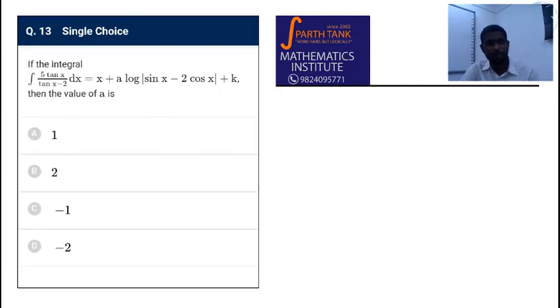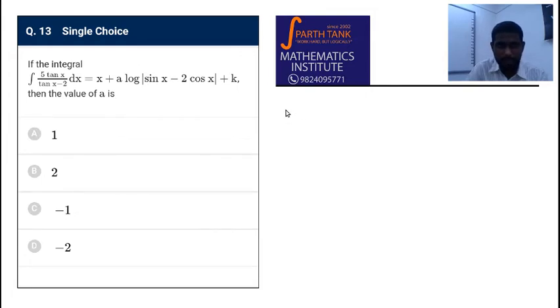Okay. Moving on to question number 13. If the integral of 5 tan x by tan x minus 2 dx is equal to x plus a log of sin x minus 2 cos x plus k, then the value of a is what? Now again here there are 2 ways. The easier way is to differentiate this side, because you know always differentiation is easier than integration. So differentiate both sides. What do you get?